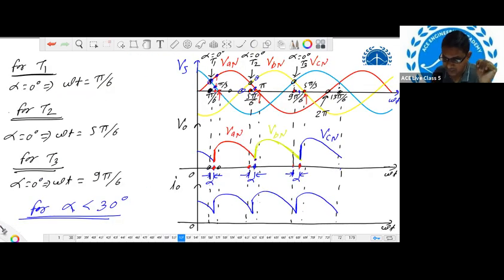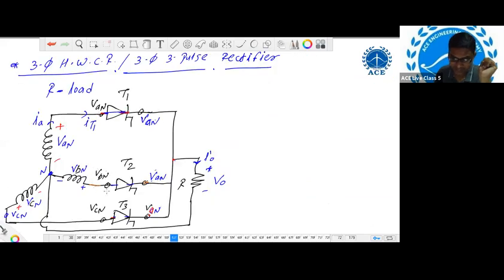So at the instant of triggering of thyristor T2, means this point. Corresponding to this point, you can check VAN is here and VBN is here. So can we say that VBN is greater than VAN? So if VBN is greater than VAN, it means anode voltage is greater than the cathode voltage.